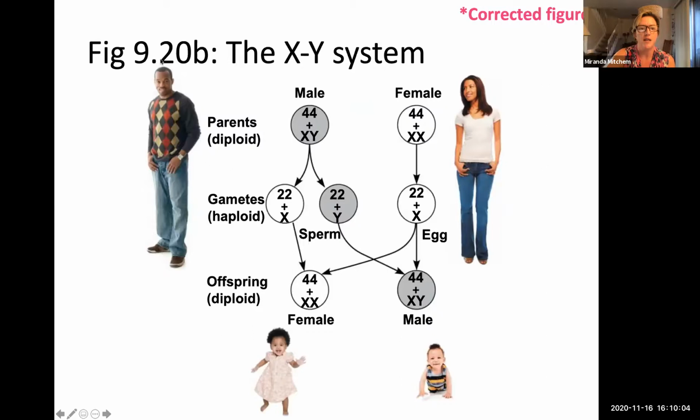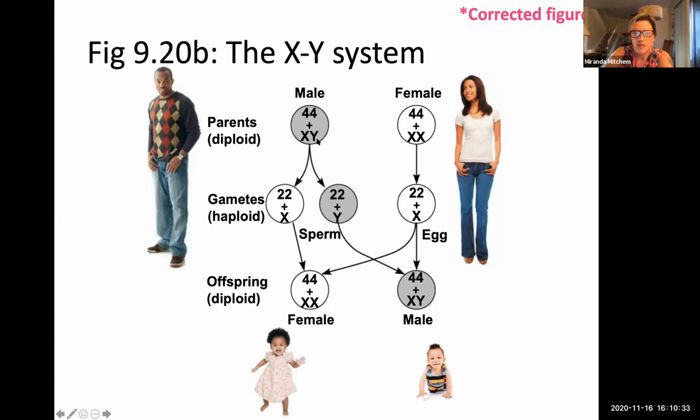This is figure 9.20. Now, some versions of the textbook have a mistake in this figure. So this figure here is corrected. I corrected it, which means that the figure you see in your textbook might be wrong. It has the wrong combination in the gametes, but this is correct. This is the corrected figure. And I did send a notification to the publisher 2 years ago to make that correction.